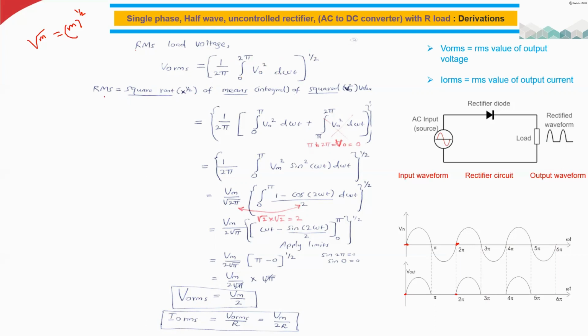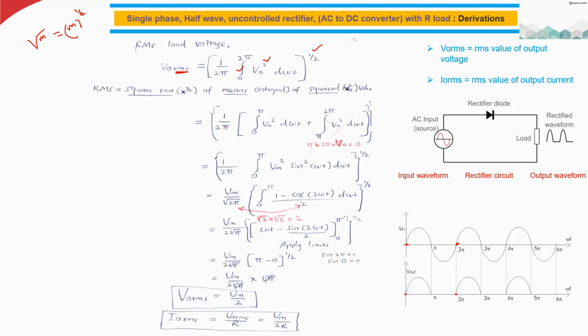So RMS is the square root of the mean of the integral of the squared value, Vo square. This is called Vo RMS. You should know the meaning. If you split it one by one, then you will understand the entire meaning of what RMS means. Now we will go to the mathematics.